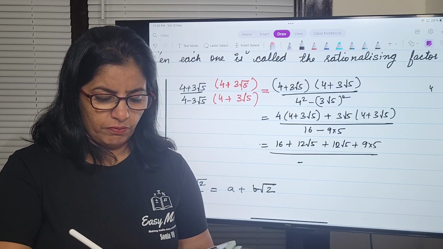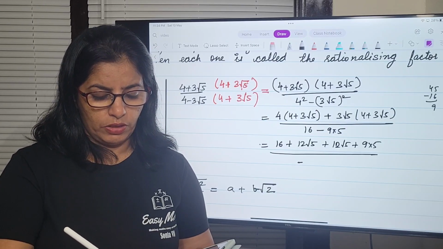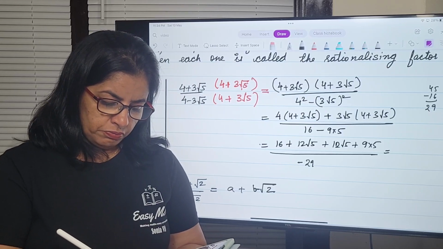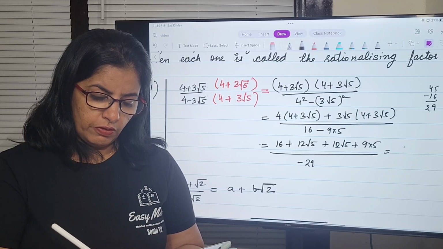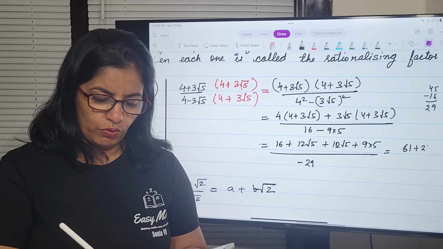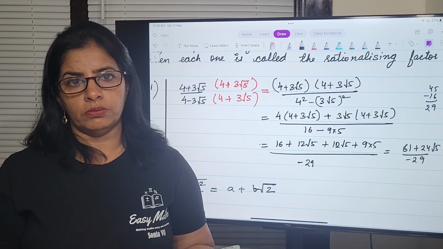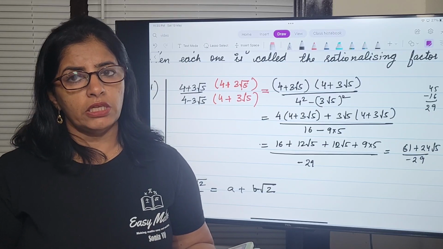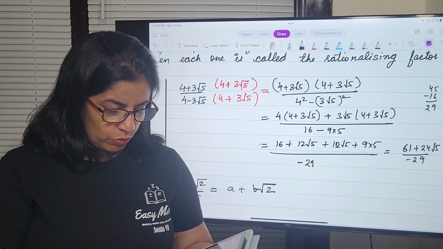Upon 16 minus 45, you get minus 29. So you get here 16 plus 45 will be 61 plus 24 root 5 upon minus 29. That's your answer. So we have seen here the denominator is rationalized. There is no root part in the denominator here. Now let's move on to the next question.